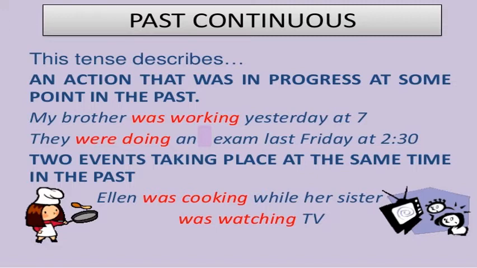Two, we can sometimes use the past continuous to express two events taking place at the same time in the past. Let's look at this example. It says Ellen was cooking while her sister was watching TV. These two actions were happening at the same time. Ellen was cooking while her sister was watching TV at the same time of the cooking.